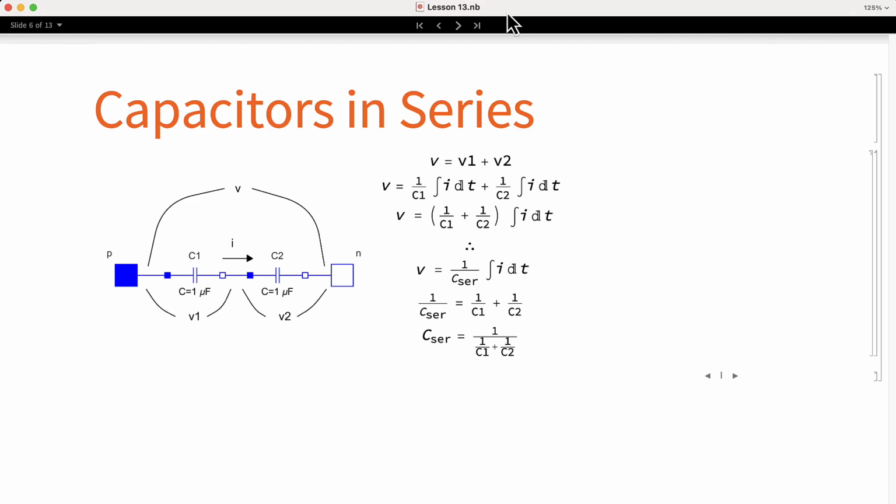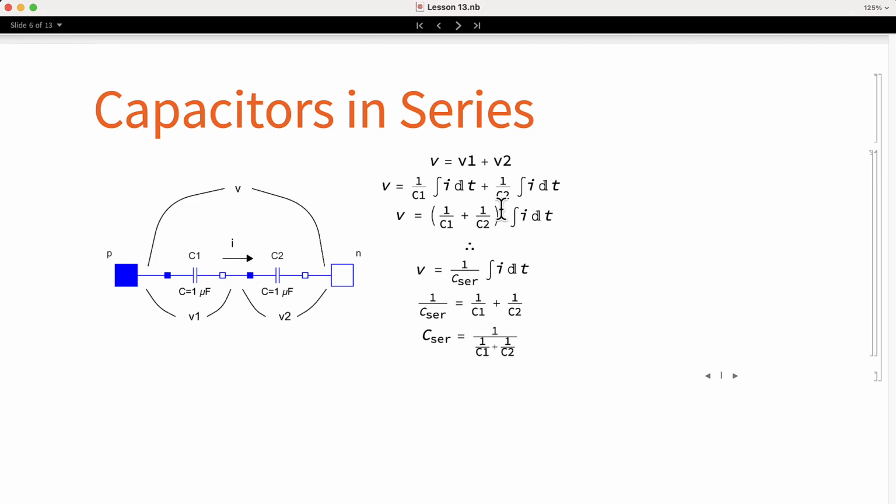Let's perform a similar analysis, but now for capacitors in series. In this case, a current I flows through both capacitors, but the voltage V is shared by each capacitor. V is the sum of voltages V1 and V2 corresponding to each capacitor. In this equation, we can replace the model for the capacitor, which is an integral, and after simplification, the equation can be written as follows.